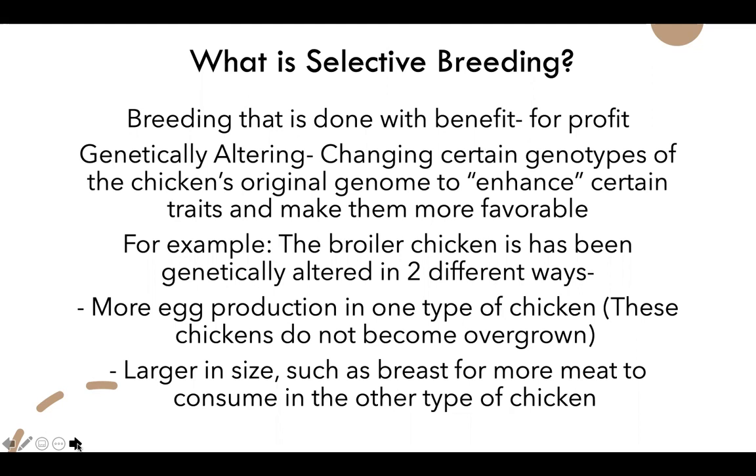So we're changing genotypes of the chicken's original genome to enhance certain traits and make them more favorable. Some really good examples in my research is that the broiler chicken has been genetically altered in two major ways. One was to enhance egg production in one type of chicken. These chickens do not overgrow the way that the other crossbreed does. The ones that do more egg production stay normal size. They don't quadruple their weight, but they lay a lot more eggs. And then we also have the type that is larger in size compared to a normal chicken. Another example is the places that they overgrow in their physique, like their breast, where they need more meat to consume. So they altered that type of chicken to make it larger so that they can get more meat.